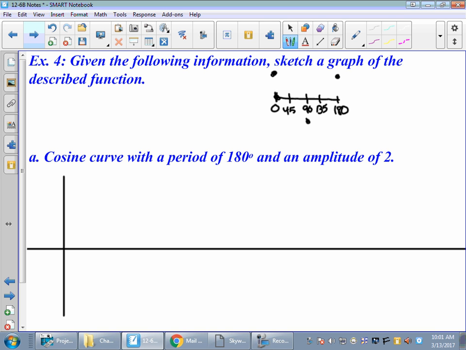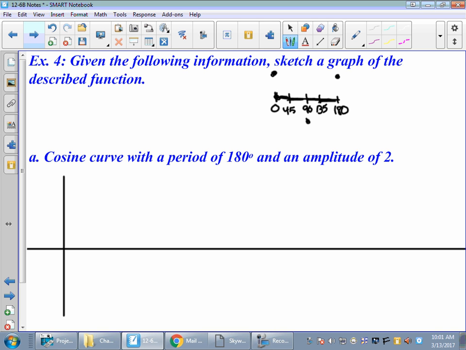So this is just done on your calculator. Divide by 2, and then divide by 2 again. You're cutting it into fourths. You got your first fourth between 0 and 45, then between 45 and 90, between 90 and 135, and between 135 and 180. So you cut the graph into 4 parts with these 5 points.